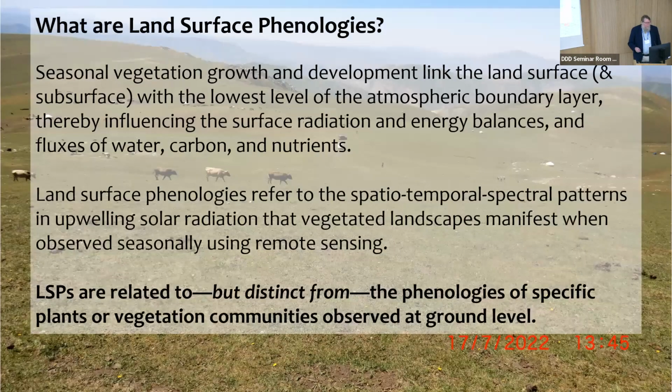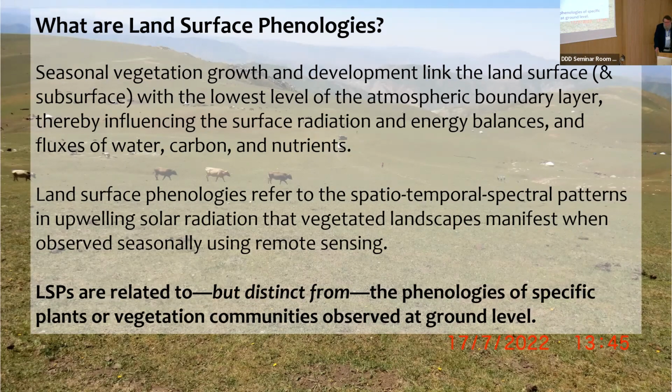So what are land surface phenologies? Seasonal vegetation growth and development link the land surface and, of course, the near subsurface with the lowest level of the atmospheric boundary layer, thereby influencing the surface radiation and energy balances and fluxes of water, carbon, and nutrients. Land surface phenologies refer to the spatiotemporal spectral patterns of upwelling solar radiation that vegetated landscapes manifest and are observed seasonally using remote sensing.